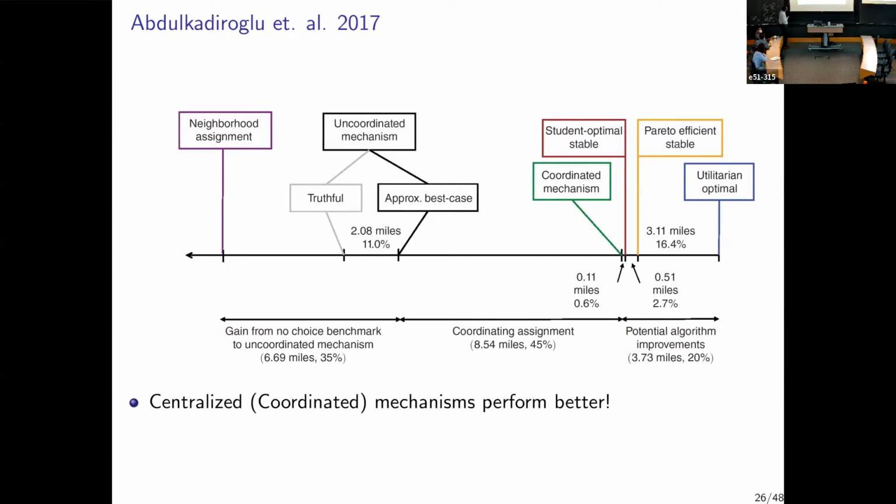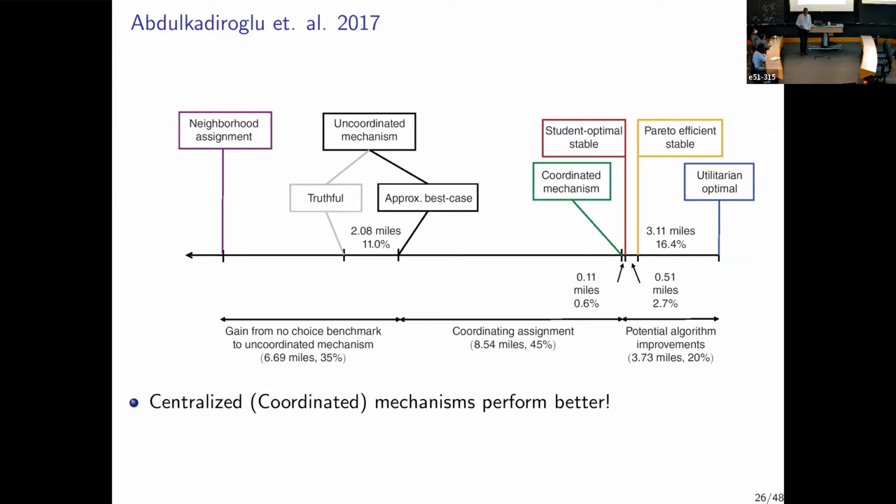You just put them in the neighborhood priority no matter what. Now, going from there to the uncoordinated mechanism, the one that you can run and figure out how it works, it improves quite a bit, actually. It gets you 35% from the worst to the best. So it's not nothing. Allowing people to express some preferences is beneficial. But the thing that gives you the most is going from uncoordinated to coordinated. That gives you 45% of the improvement.